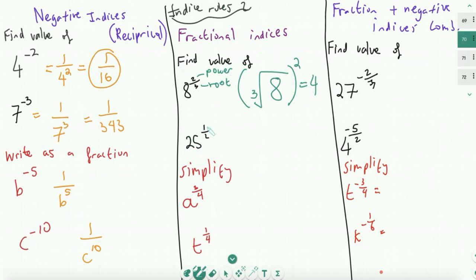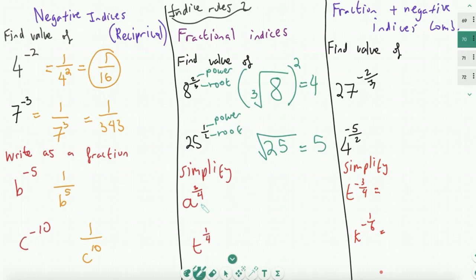Next one, 25 to the power of 1/2. Well, I see a fraction index, so we're going to power by 1 and root by 2. So I write this out, 25. We're going to root it by 2, which is just the square root. So we don't actually have to put that little 2 there. We assume it's just an invisible 2. And we're going to power that by 1, which we don't really need to do anyways. So the square root of 25 is 5.